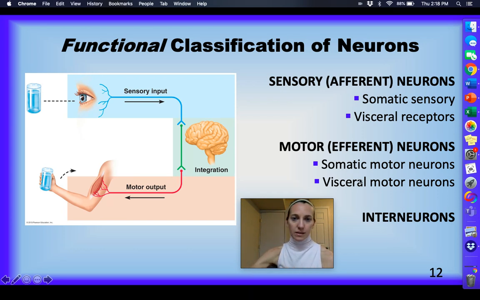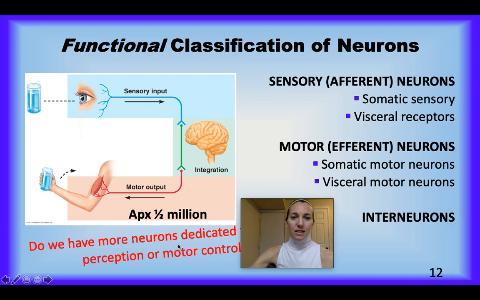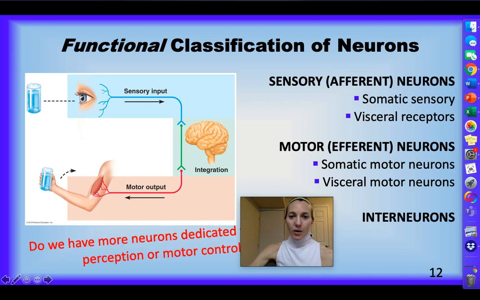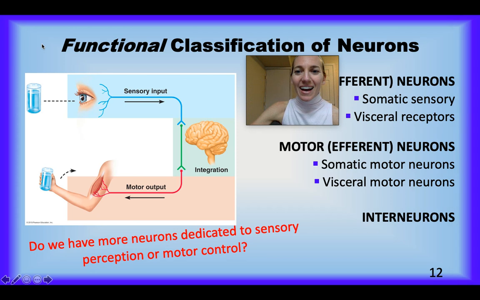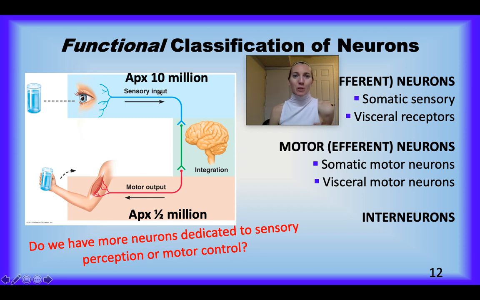involuntary. So this would be something like controlling peristalsis in your GI tract to move food through your large intestine or small intestine. And I think it's interesting to consider whether or not we have more neurons dedicated to sensory perception or motor control. So just pause and guess for a second. Try not to look ahead. And I think a lot of students are surprised by this. Look at that. Of course, these are average numbers, but about 10 million of our neurons are going to be dedicated to sensory input, as opposed to about 500,000.